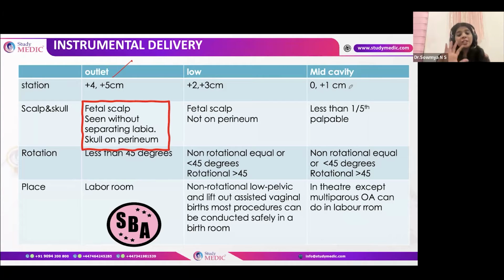Mid cavity, if it is a difficult rotational, you have to go to the theater. Otherwise, in some scenarios you can do it in the labor room also.